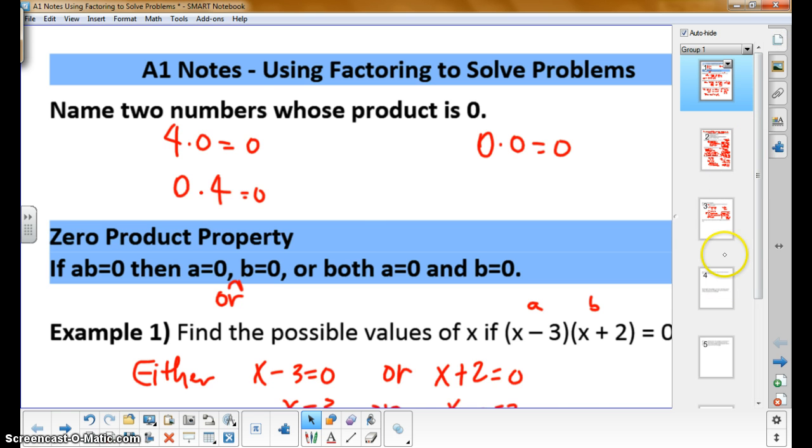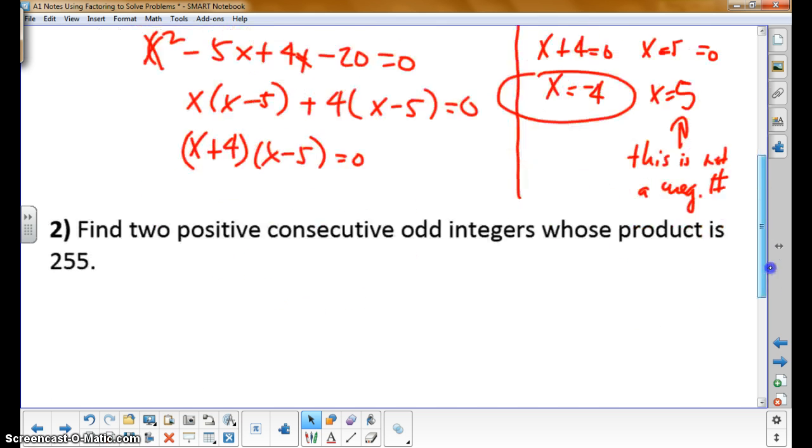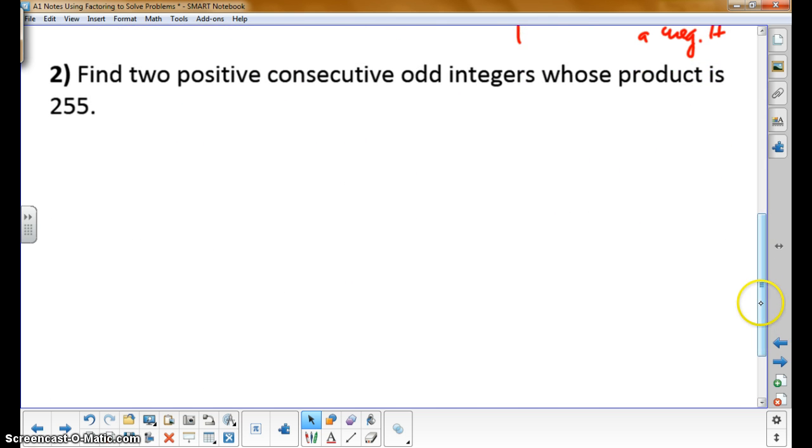When we finished up with both classes, we were at the same spot. We were solving some word problems by setting things up to figure out what the answers are. So we were on example number 2. Find two positive consecutive odd integers whose product is 255.